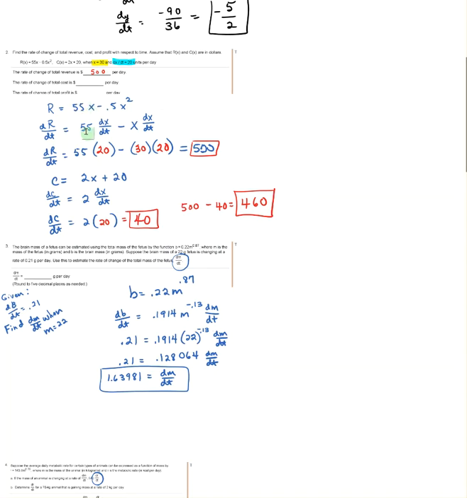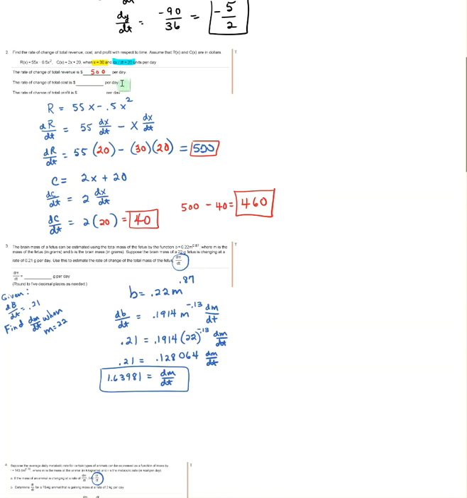Now we don't have that x anymore, so it's 55 dx dt minus 2 times 0.5 is 1 x dx dt. So then we're going to plug in these values we were given. So 55 times 20, because that was the blue, minus 30 times 20, and that all equals $500. So the rate of change of total revenue is $500 per day.